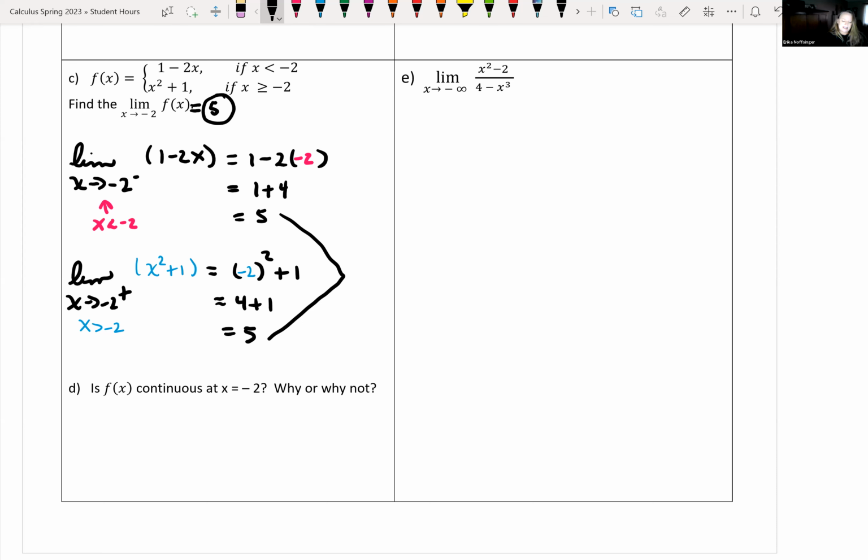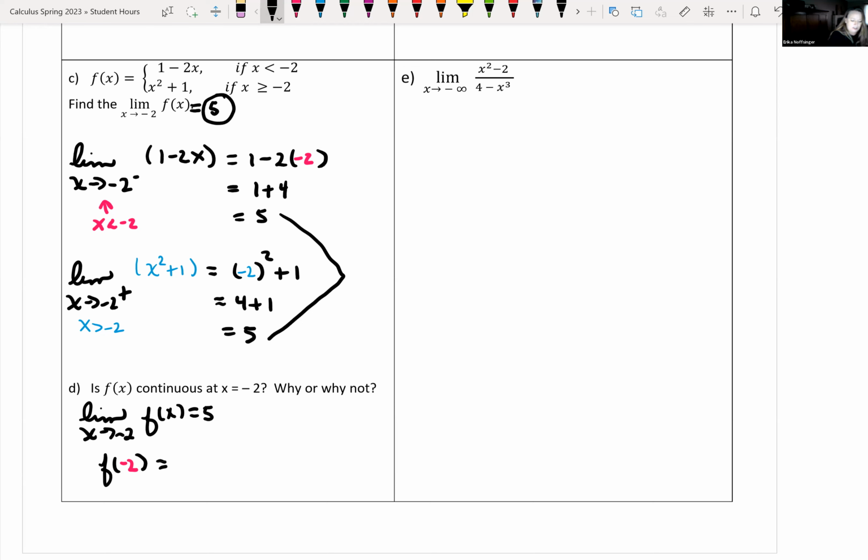So part D says, is f of x continuous at x equals -2? Why or why not? Well, in order to be continuous, the limit as x approaches that value has to exist, which we just showed it did, and that was equal to 5. F of the value that we're looking at it being continuous at, so f of -2, also has to exist.